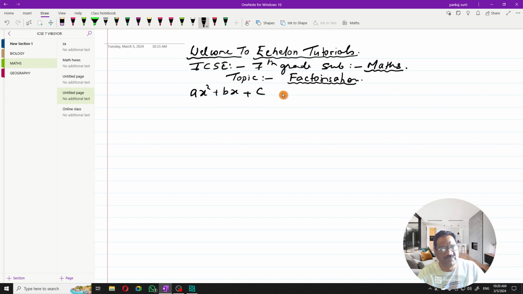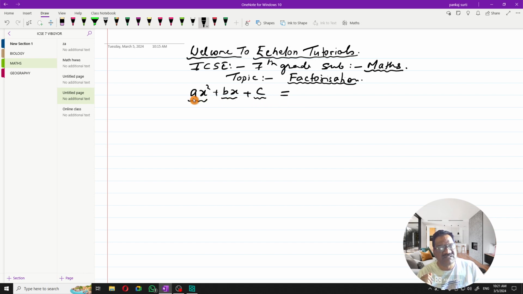Somehow, if you want to express this particular expression, which is made up of three terms, this is one term, second term, and the third term. Can you see these three terms are connected with each other with either a plus or a minus? So whenever an expression is connected by a plus or a minus only, then such an expression can be converted into a new expression which will be in the form of a product of two terms.